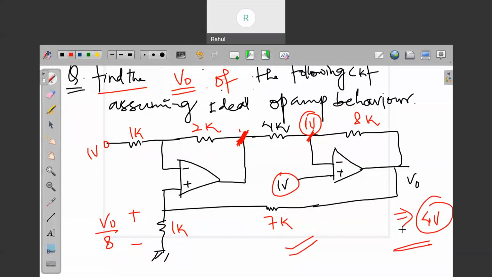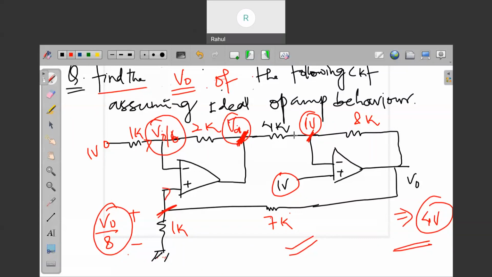Ideal means you can apply virtual short concepts, right? And how did I write V naught by 8? Because these two are in series, the current it will not take. This V naught by 8 will be here. And the current which will be flowing here, 1 minus V naught by 8, will be flowing through here. Then you can find the potential at this point, you can say VA.